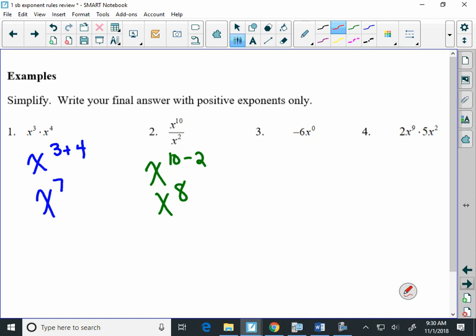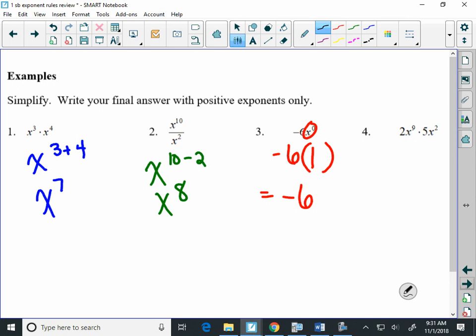Negative 6x to the 0 here. We want to specifically look at x to the 0. I didn't do very well circling that, but we want to look at x to the 0 first. And x to the 0, if you look back at our rules above, what you can see on your paper, x to the 0 is 1. And then we're going to multiply by negative 6. So our answer in this particular case is negative 6. Only the x to the 0 equals 1. And then we need to multiply by negative 6.